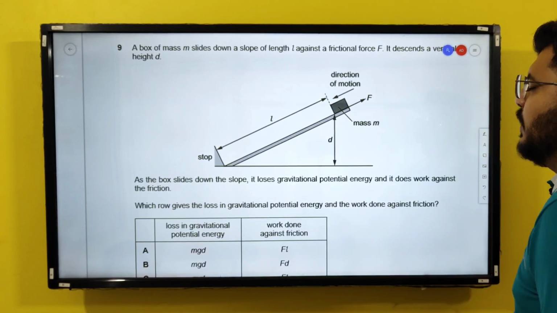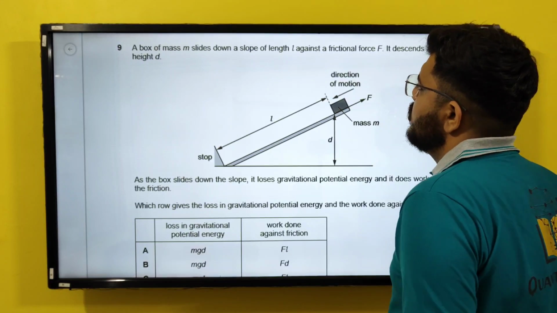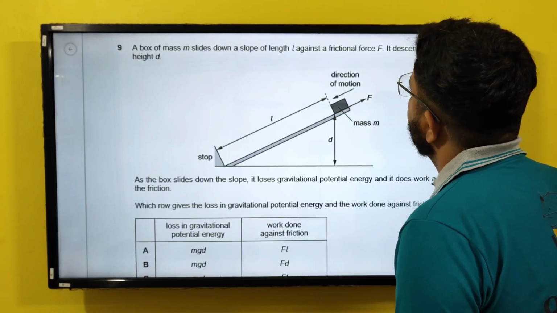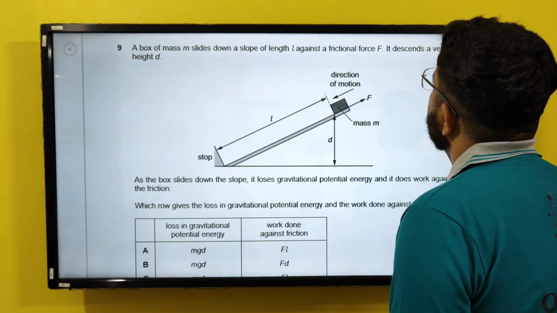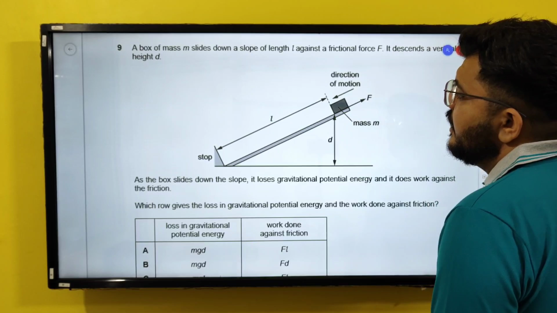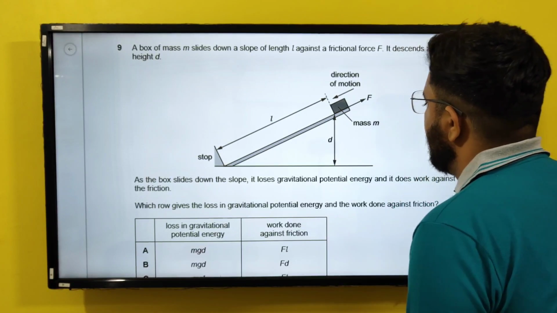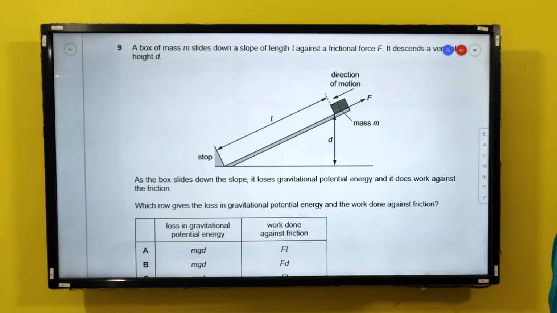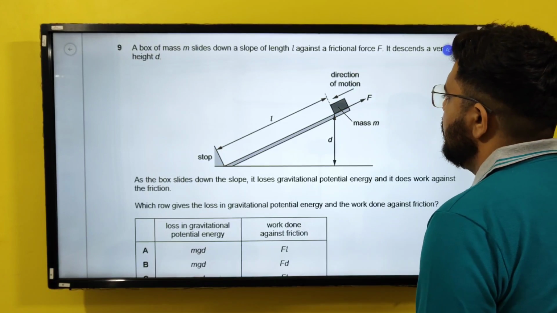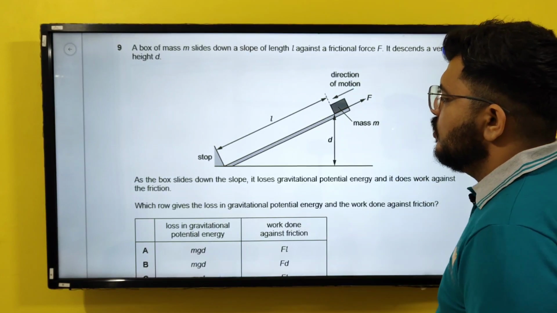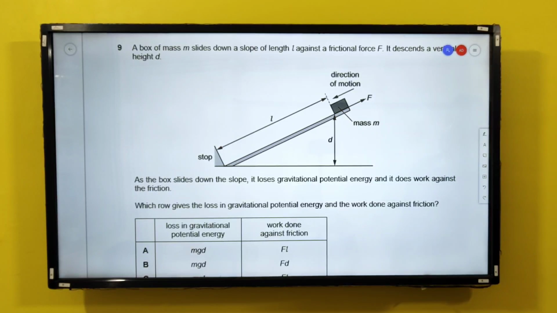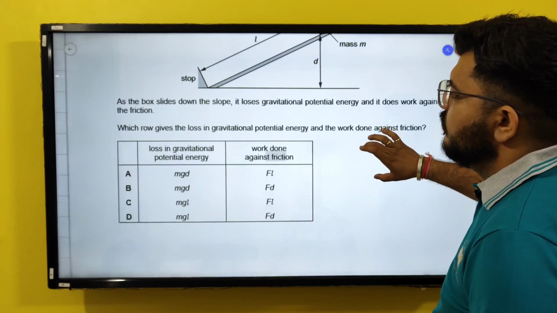A box of mass m slides down a slope of length L against a frictional force F. It descends a vertical height D. As the box slides down the slope, it loses gravitational potential energy and it does work against the friction. Which row gives the loss in gravitational potential energy and the work done against friction?